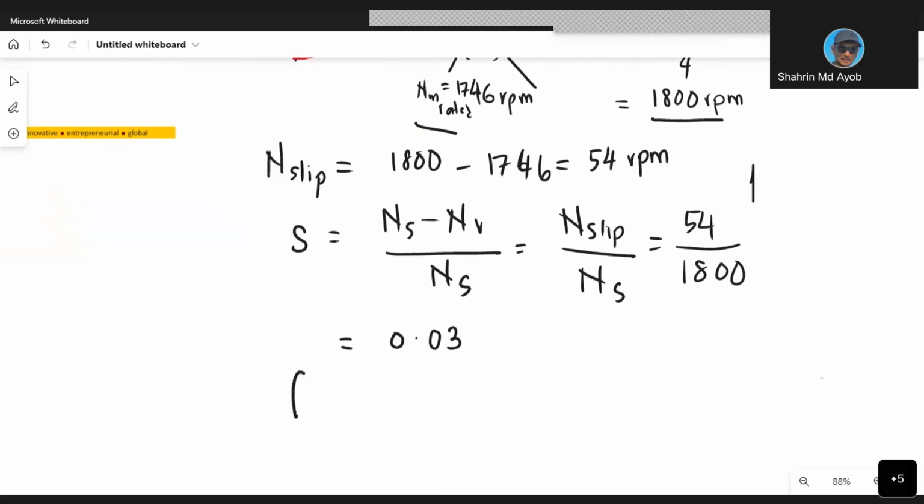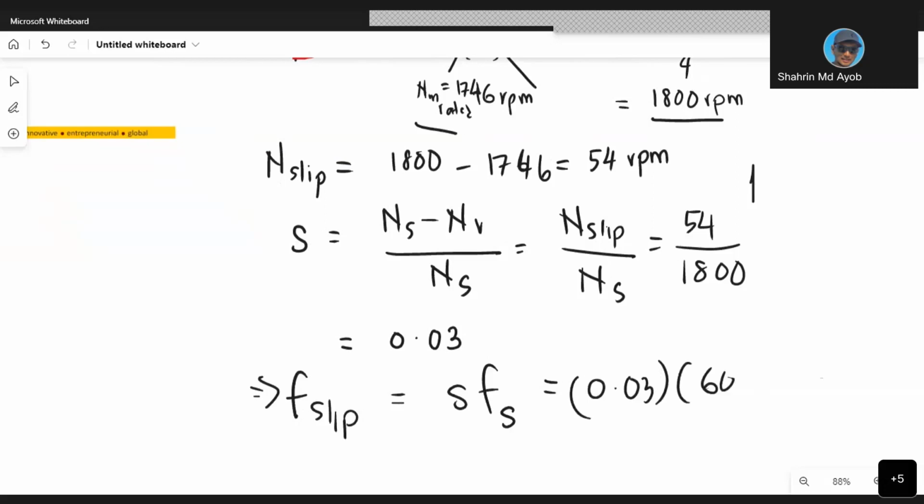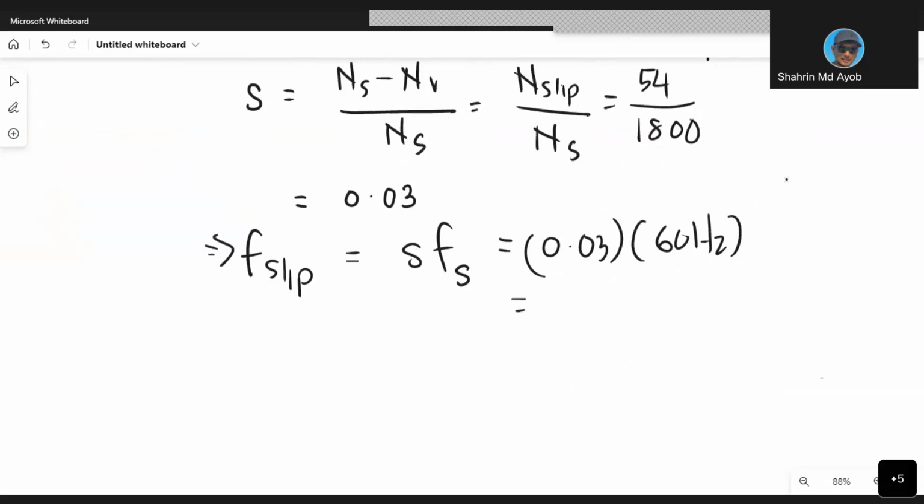From that, you can calculate your frequency slip, which is s multiplied with Fs. 0.03 multiplied with 60 Hertz. So you will obtain 1.8 Hertz. So F slip is actually also considered as the frequency at the rotor. Faham ke? Ada pula frekuensi rotor.